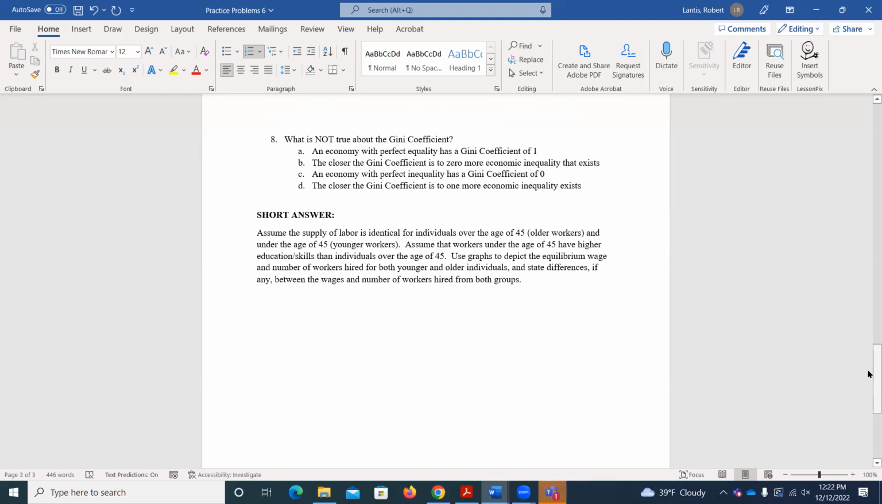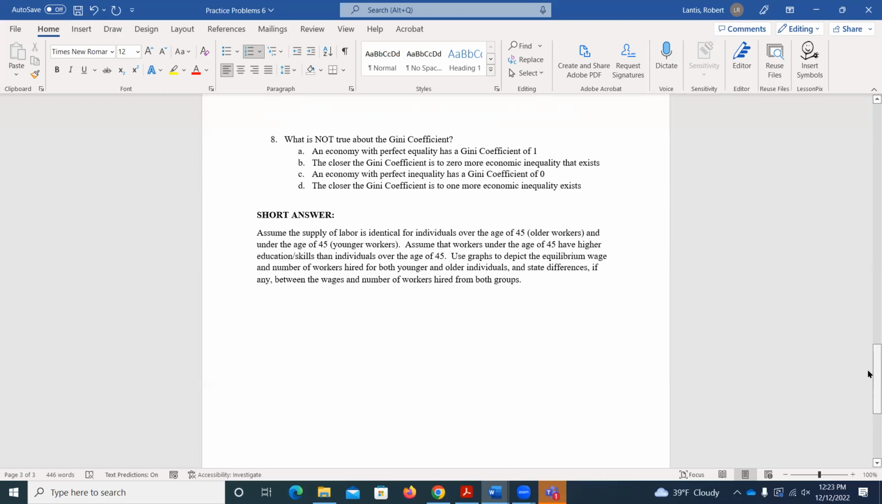Hopefully along the way we'll see multiple choice questions that could be asked. So let's say the supply of labor is identical for individuals over the age of 45 and under the age of 45. Assume that workers under the age of 45 have higher education and skills than those over 45. Use a graph to depict the equilibrium wage and number of workers that differ between younger and older individuals. Again, basically just restating this. So let's think about the scenario that we have. We've got this labor market.